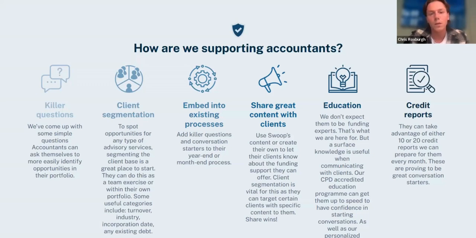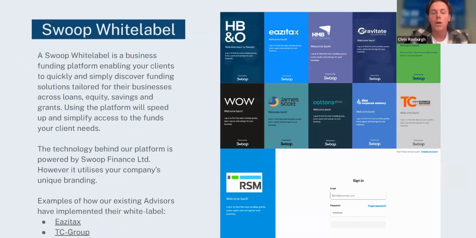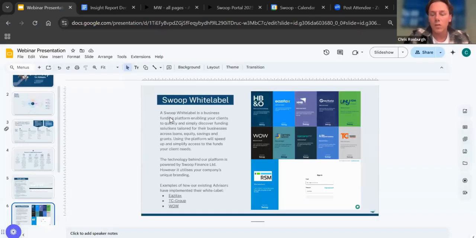with most. I mentioned about the credit safe. So what we've got is an integration with credit safe at the moment. So if you've got a client that's coming on board, which I'll touch on later, we are also doing insight reports now, which can potentially help. But you get credit safe reports as part of the package with Swoop. We can also white label the platform, which I'll go into in a second. Has anybody got any questions at the moment?